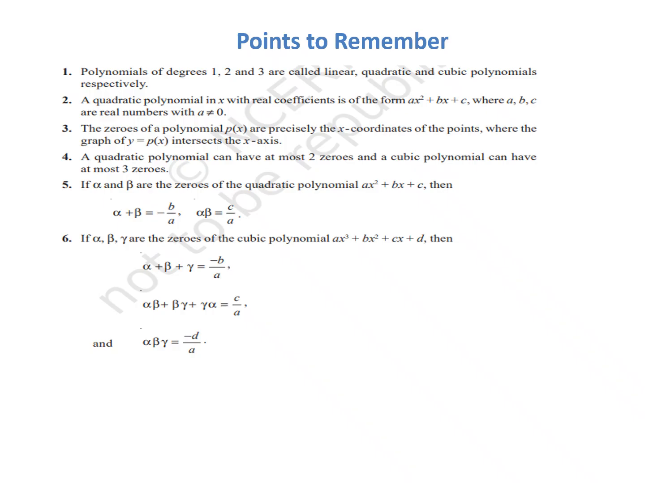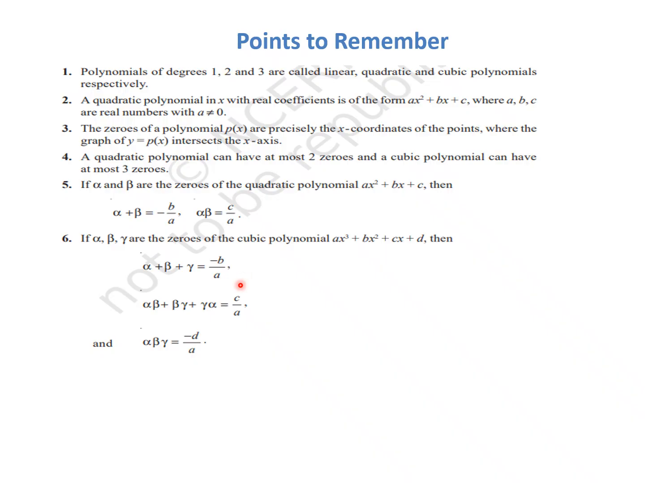Okay, so some of the key takeaways, or points to remember, are that polynomials of degree 1, 2, and 3 are called linear, quadratic, and cubic polynomials. We are going to restrict our discussion to cubic only. A quadratic polynomial in x with real coefficients is ax square plus bx plus c, where a, b, and c are real numbers and a is not equal to 0. The zero of a polynomial is precisely the x coordinate of the point where the graph of y equals p(x) intersects the x-axis. A quadratic polynomial can have at most 2 zeros, and a cubic polynomial can have at most 3 zeros. Alpha and beta are the roots of a quadratic polynomial, wherein alpha plus beta is equal to minus b by a and alpha beta is equal to c by a.